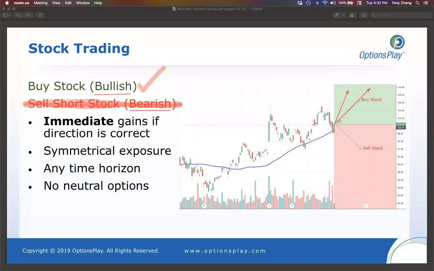And you may not be able to find opportunities like that very often, especially when markets are at all-time highs, when markets are fairly overvalued and overbought. It's hard to find stocks to buy. And that's really where options comes into play.